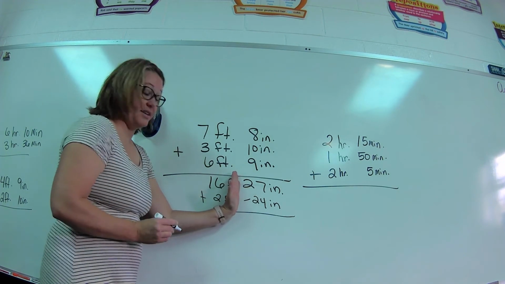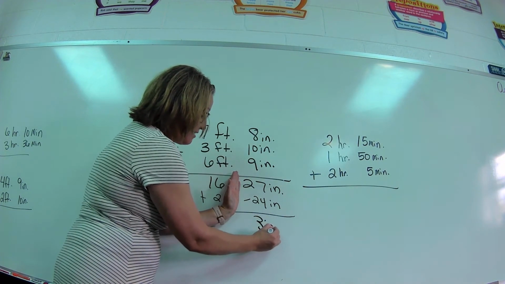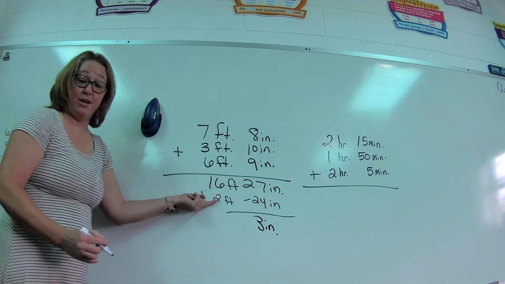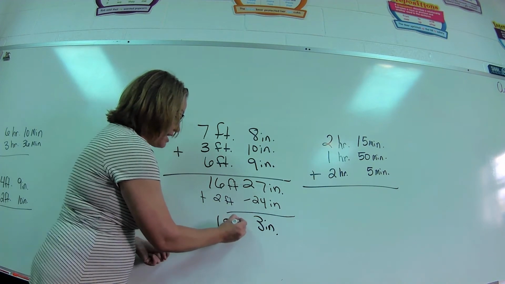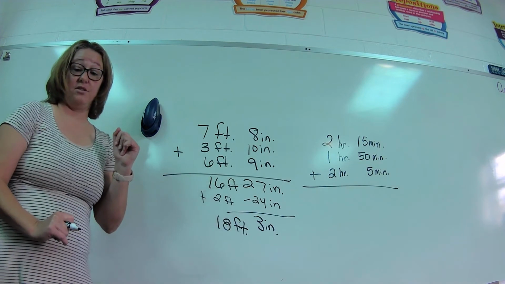So now we have 27 minus the 24. That gives us 3 inches left. We added the 2 feet over here. So now, adding them together, you would have 18 feet and 3 inches.